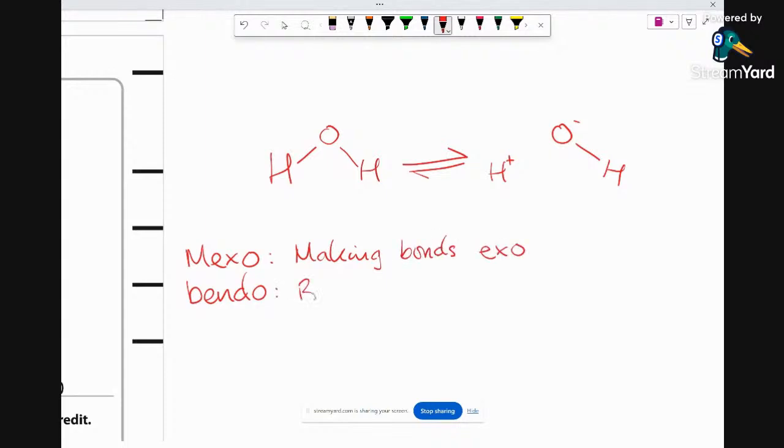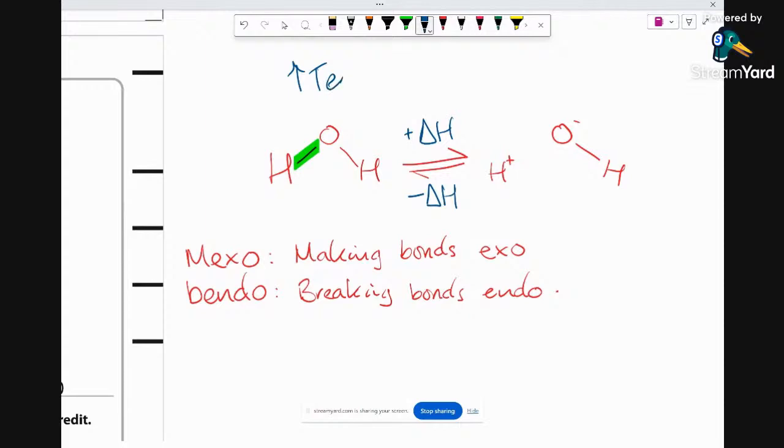And breaking bonds is endothermic. Now, we can see here from my diagram that this is the bond I'm breaking. So the forward direction is therefore endothermic. And the bottom one is exothermic when it makes a bond. That means if I raise the temperature, I'm going to favor the endothermic reaction, shifting it in this direction.